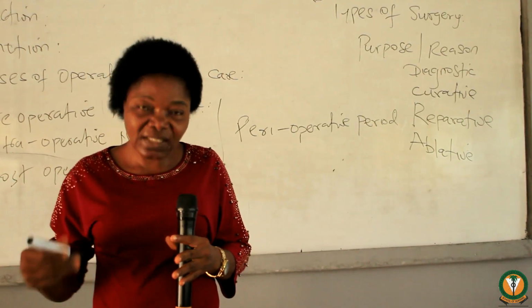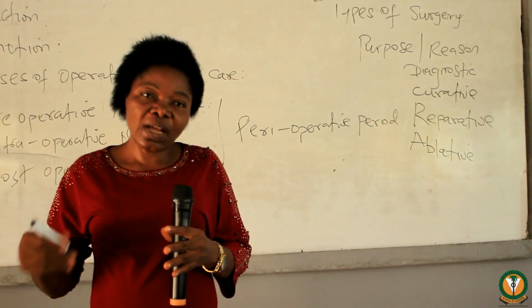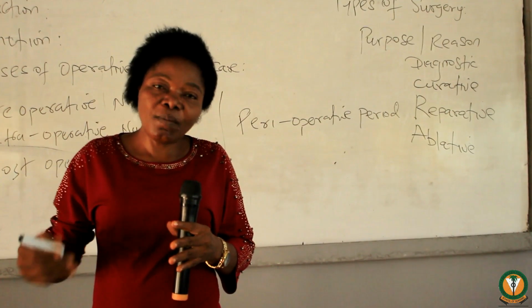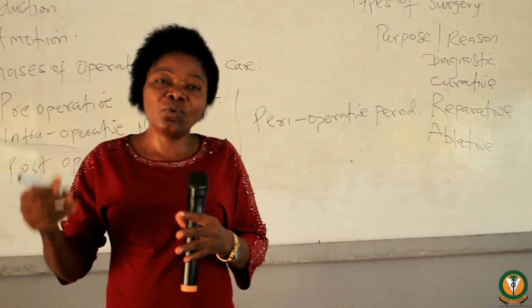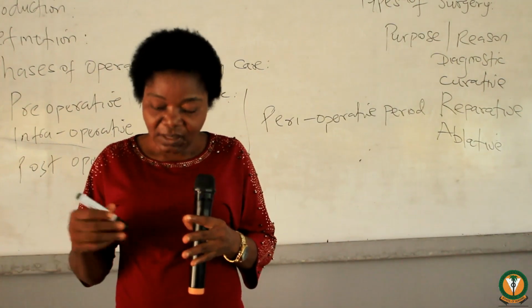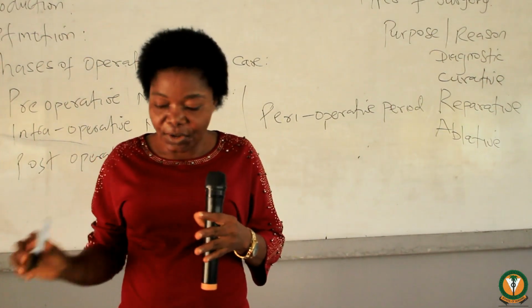Example is cholecystectomy, a gallbladder that has stones and is no longer functioning, you excise it. Or when a woman has cancer of the breast, you do radical mastectomy, you remove the diseased breast. That's what we mean by ablative surgery, excising the tissue or the organ.